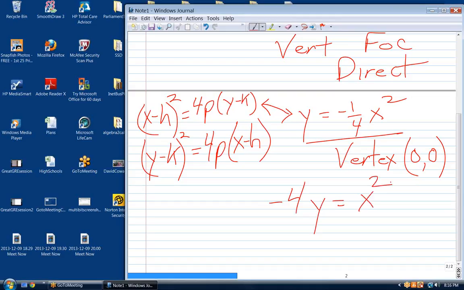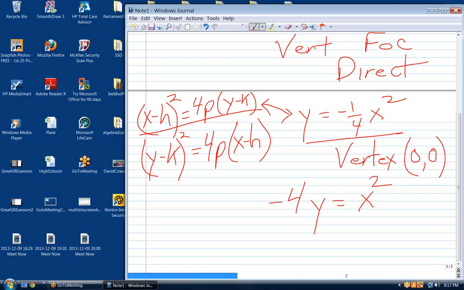Now I have it in the form that I want it in. In other words, now I have it in this format. So what is p equal to? I got it reversed, but it's in that format. In other words, I got the x squared on the right and the y on the left, whereas this format has the x squared on the left and the y on the right.